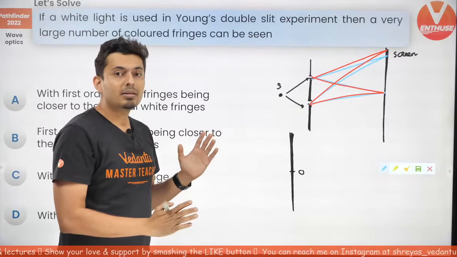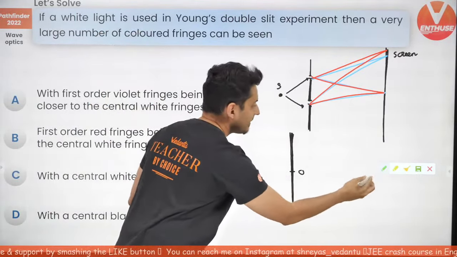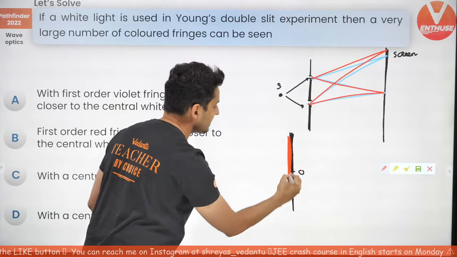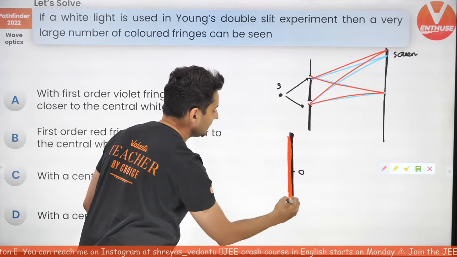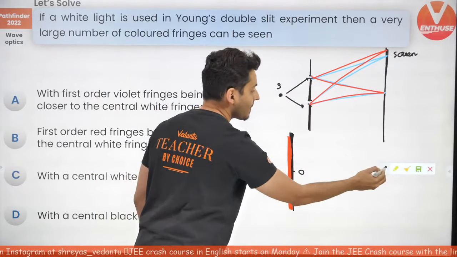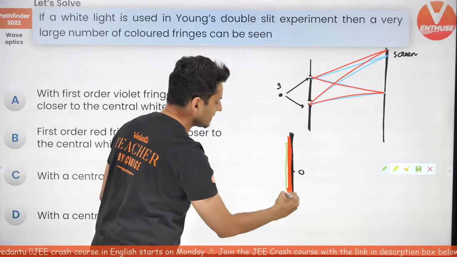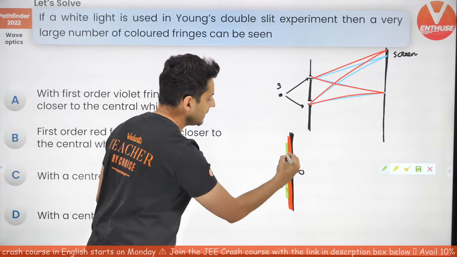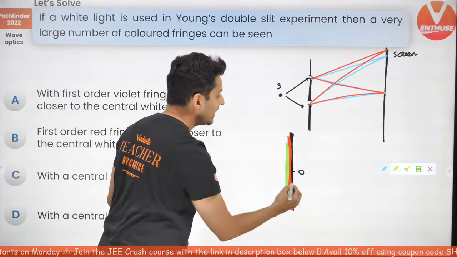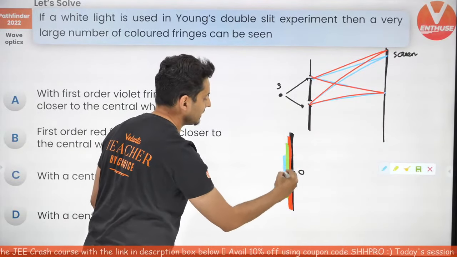Out of all the colors, who has the largest wavelength? Red. So red color will have the biggest fringe. The biggest bright fringe will be for red. Green is somewhere in between, so green will be probably somewhere like this. The green fringe width will be slightly in between, and the blue, or violet, will be the least. So violet will be the narrowest fringe.